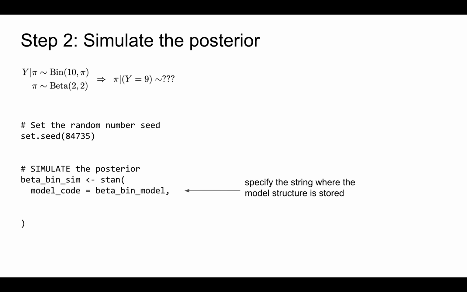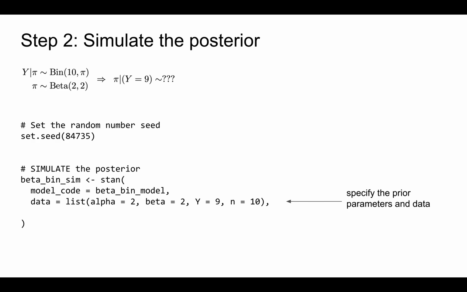Next, recall that our beta_bin_model depended upon 4 pieces of information: the prior parameters alpha and beta, and data on the number of successes y among the number of trials n. Thus, using this data argument, we specified that our beta prior, from here, is tuned to have parameters alpha equals 2 and beta equals 2. Further, we specify that we've observed y equals 9 successes and n equals 10 trials.